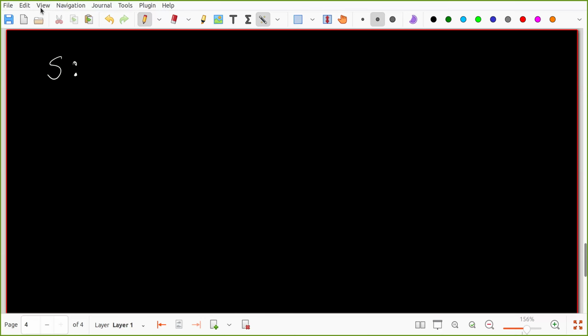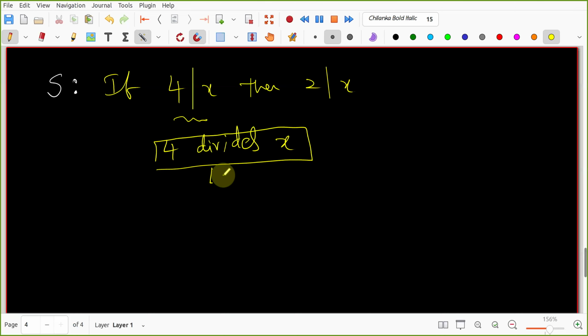Instead of writing it out, I told you mathematicians bring symbols. 4 divides x, this is the meaning. It is a statement. Whereas 4 by 2, for example, is a number. Let me explain this notation. It means 3 divides x. For example, 3 divides 6. What is the meaning? It is equal to 2.